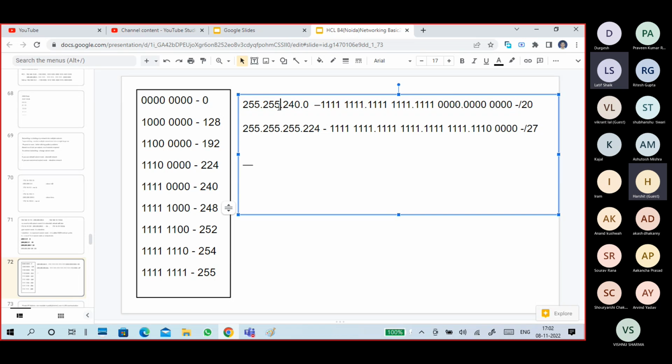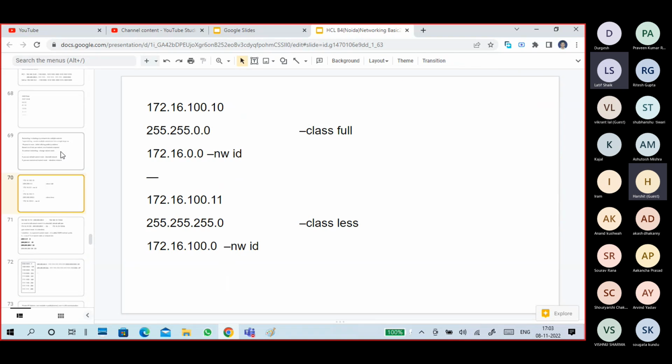This is basically a class B type of thing. See, it's a class B kind of stuff. Instead of 65,530 IP addresses, here we are getting only 8,190 IP addresses. If you don't understand, no problem.